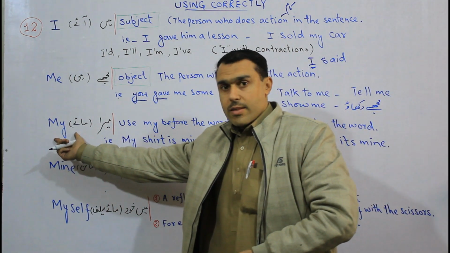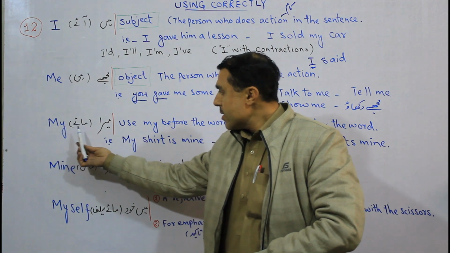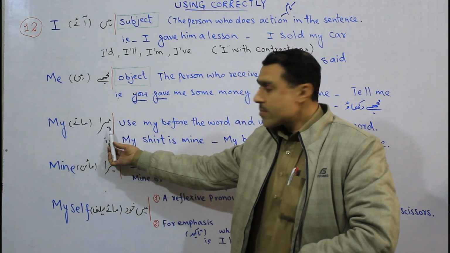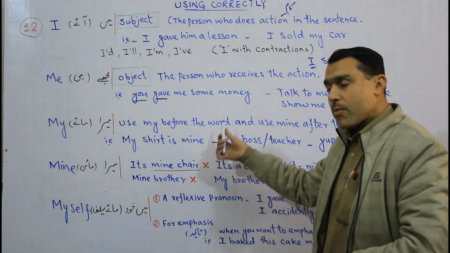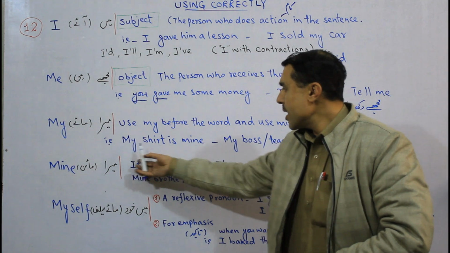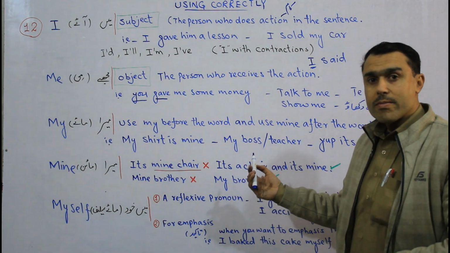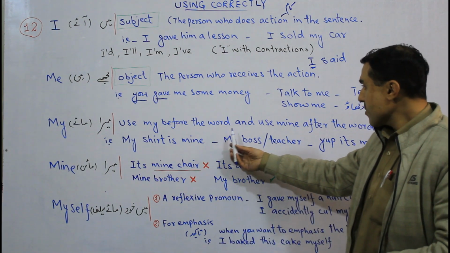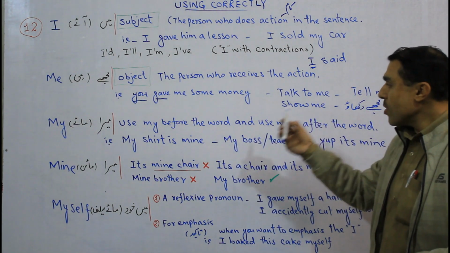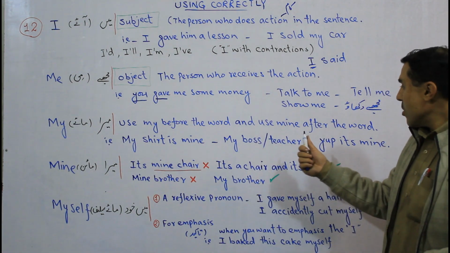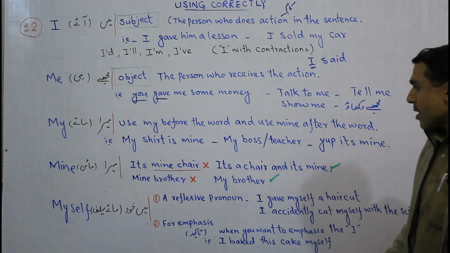Next word is my. You have to look for the letter Y. My, Y. My means mera. Use of my, it should be before the word. Like my shirt is mine. Or simply we say my boss, my job, my teacher, my chair. Use my before the word and use mine after the word.